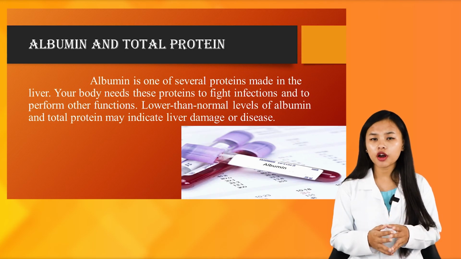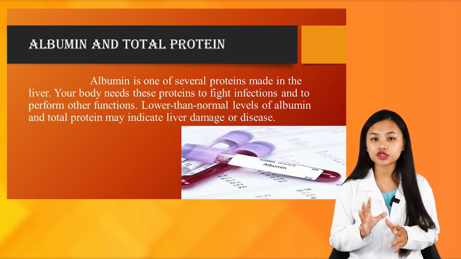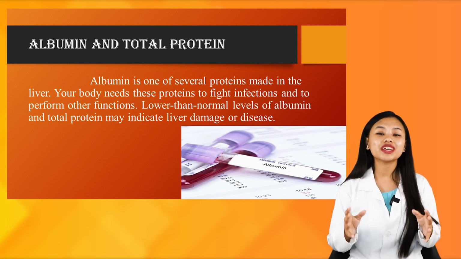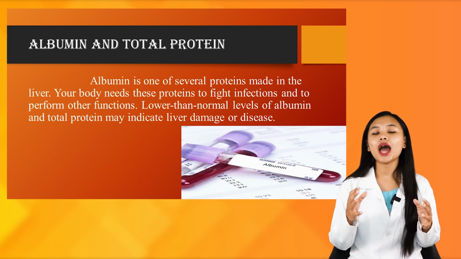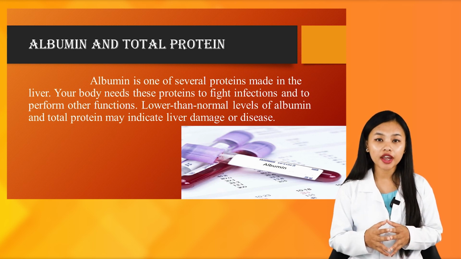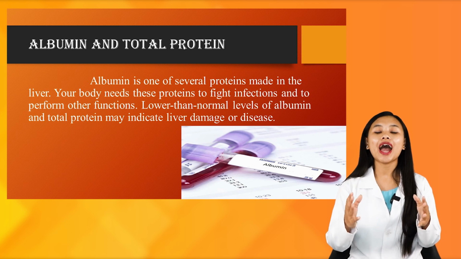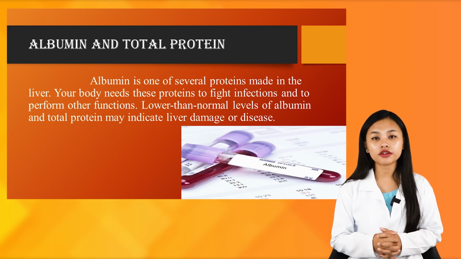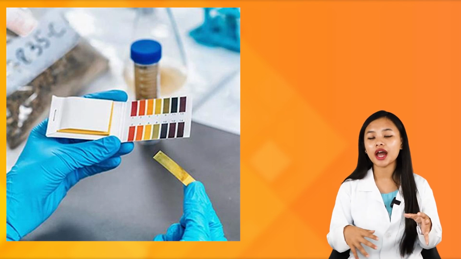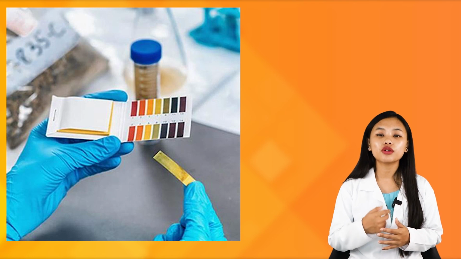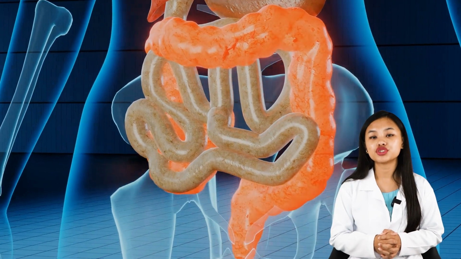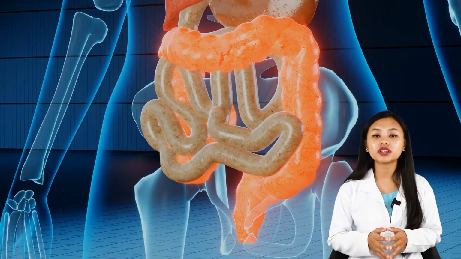Now, when we talk about the albumin and the total protein, here albumin is one of the proteins which is made in the liver, and our body needs this protein in order to fight infections as well as to perform other functions. So if the level of this albumin and total protein is lower than the normal, then it can indicate the presence of liver problem or damage.